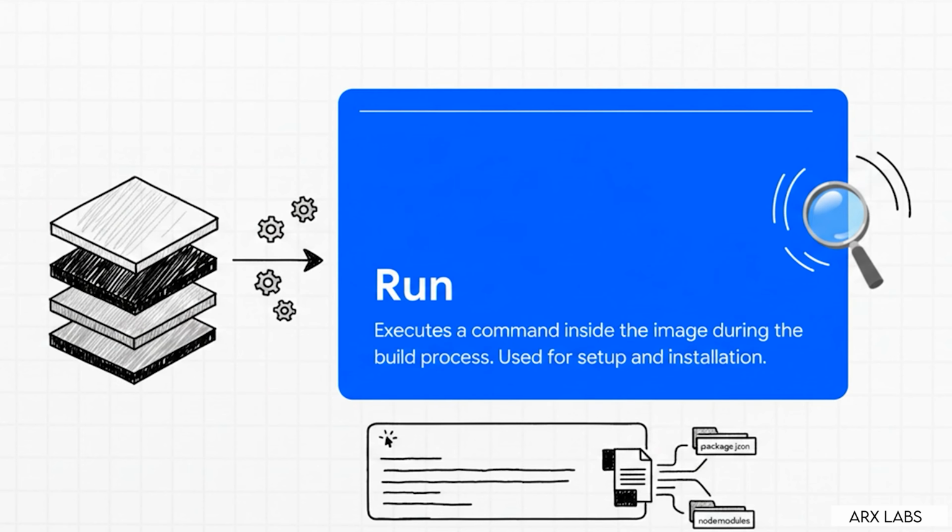Each RUN command also creates a new layer in the image. Now, Docker is really smart about this. It caches these layers. If your code changes but your dependencies don't, Docker can just reuse the cached npm install layer instead of running it all over again, which makes your builds way faster.